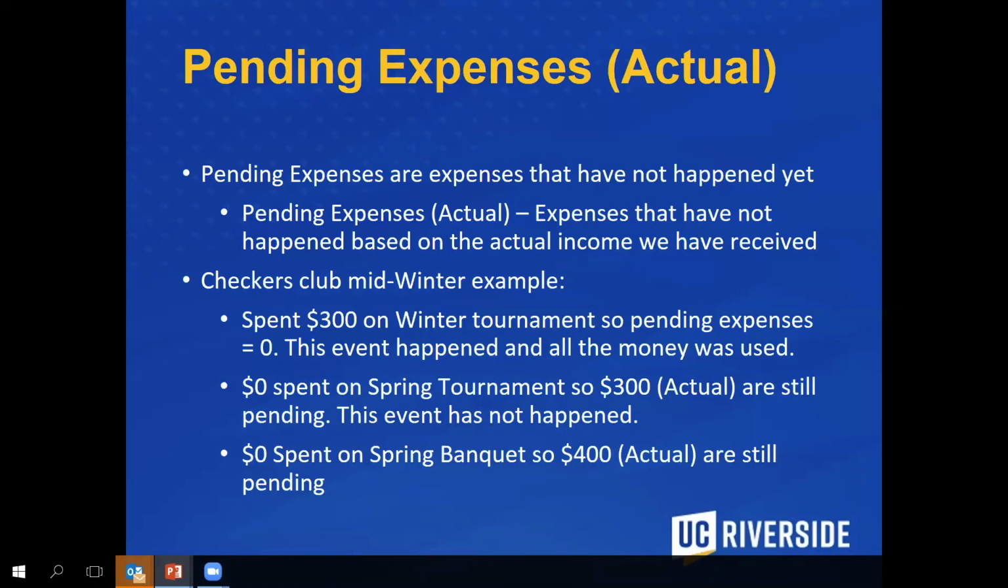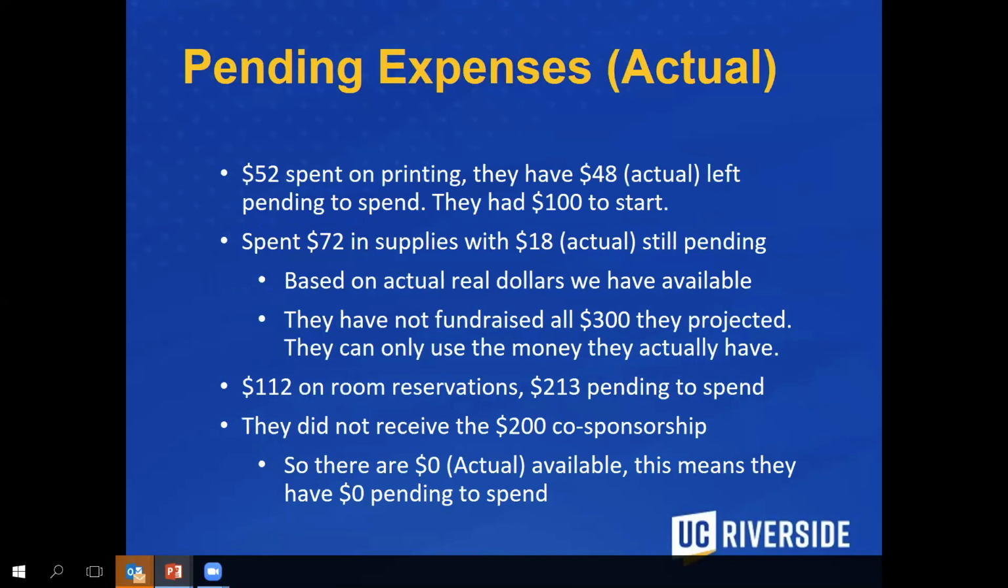They spent $0 on their spring tournament, so they have $300 actual dollars still pending to use that are real, and they have access to that money, but the event hasn't happened yet. The same thing with the spring banquet. The money is there, and it's real dollars that they have available, but they have not spent it, so it's still pending expense. Continuing on, they've spent $52 on printing, and they have $48 left in real dollars, actual dollars, that are pending to spend. They had $100 to start.